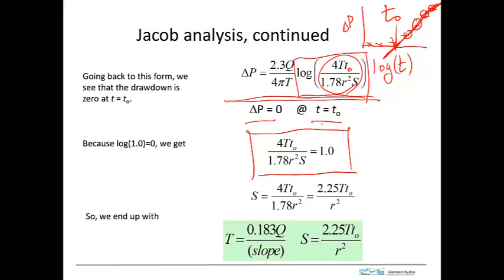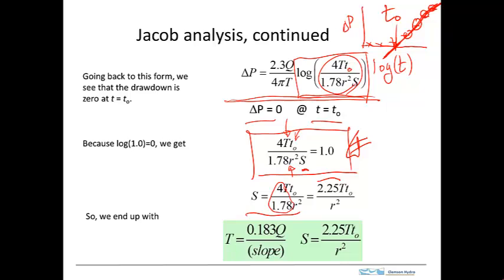And we know everything here. We know t sub 0 because we measured it off the graph. We already know transmissivity because we just calculated that from the slope. R squared is the radial distance of the monitoring well where we're making the measurement. And so we know everything but S. So we solve this one for S, and we get that. And then just to make things a little bit easier, I combined these numbers. 4 divided by 178 is that number.